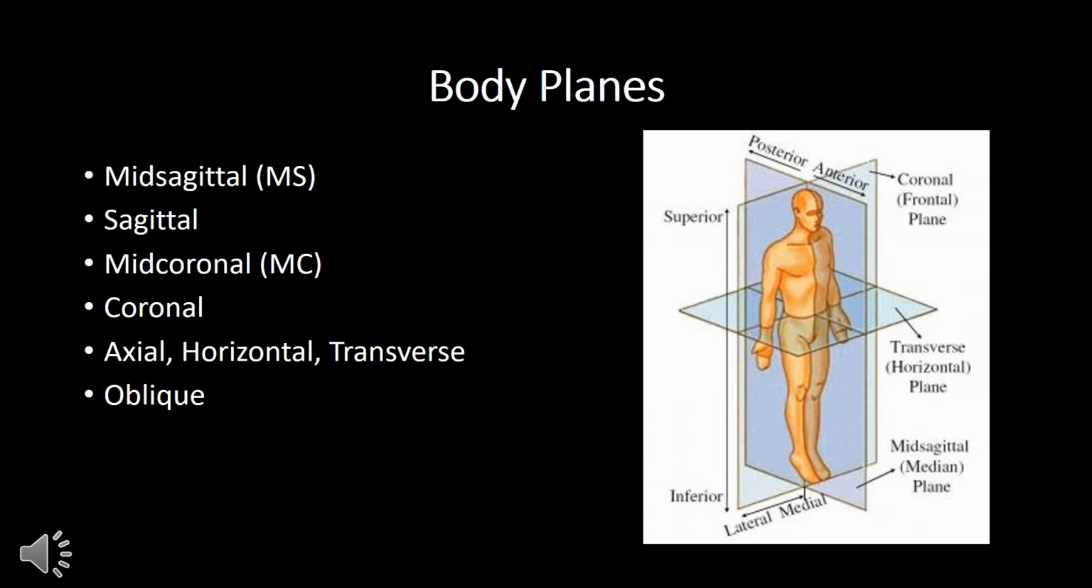So we have our mid-sagittal. Sagittal means that we are dividing the body into right and left halves. We have mid-coronal, which means that we are dividing the body into anterior and posterior halves. Then we have our transverse, axial, horizontal. All mean the same thing. We're then dividing the body into superior and inferior halves. Oblique just means that we are adding an angle to any of these planes.